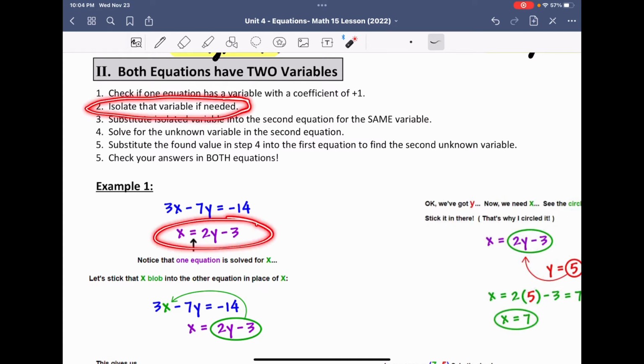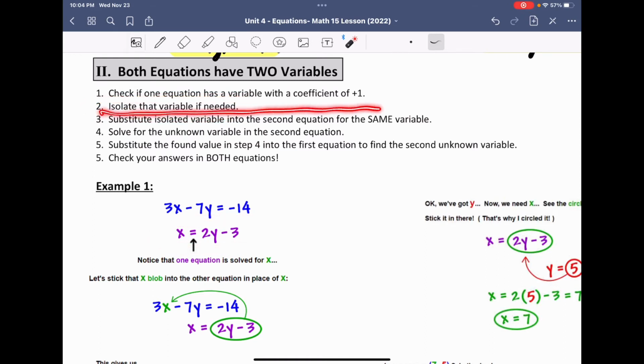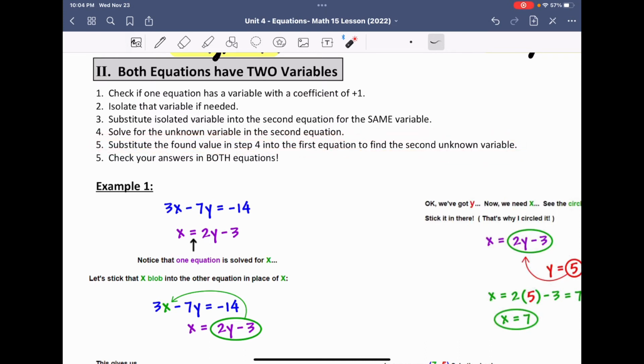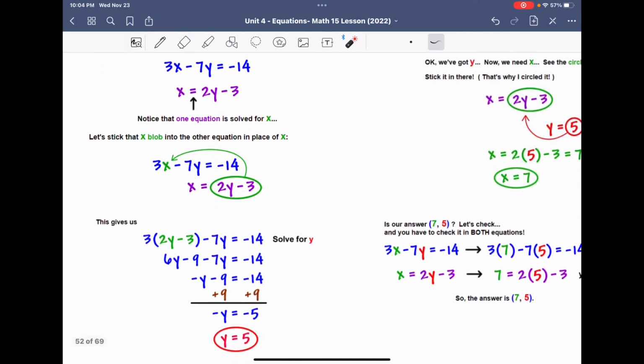In the case below, we don't really need to isolate x because it already is, but we may have to isolate it there. We're going to substitute that variable, just as we've done before, into the other equation, solve for that variable, substitute the value we get from that first value, and then finally, check our answers in both equations just to make sure. Okay, so let's look at our example below.